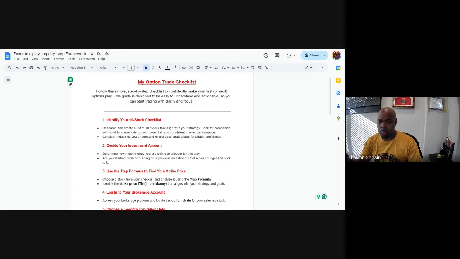Also, your 10 stock checklist kind of creates balance. One might be running, and then you can use another play on your checklist. So you're always consistently making money. It doesn't have to be the same play all the time, but between those 10 stocks, you can consistently make money buying the dip and entering at great entry points.